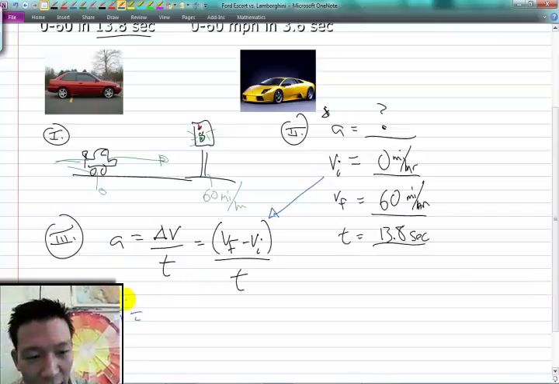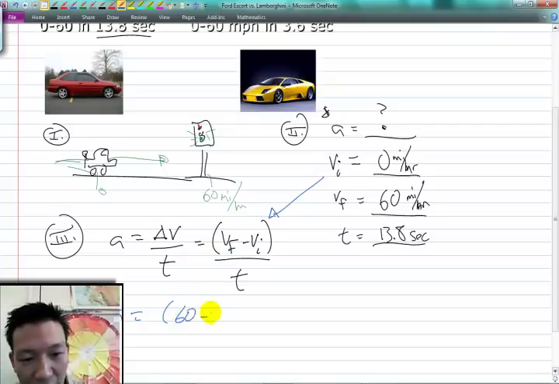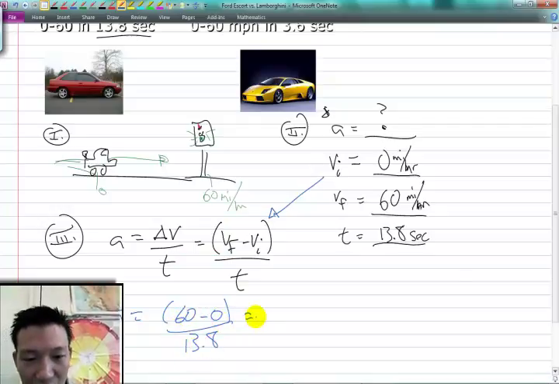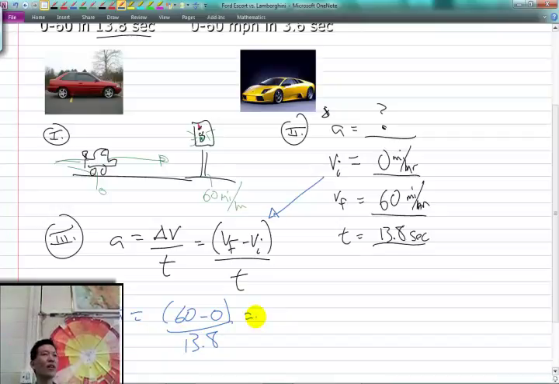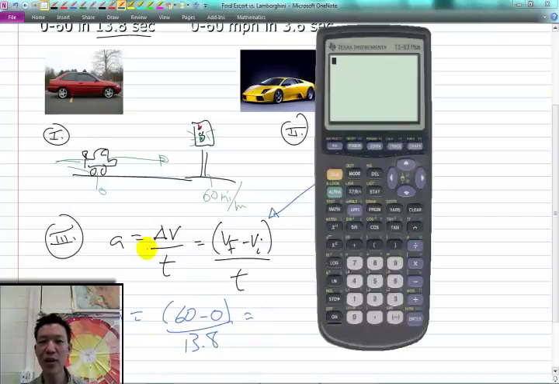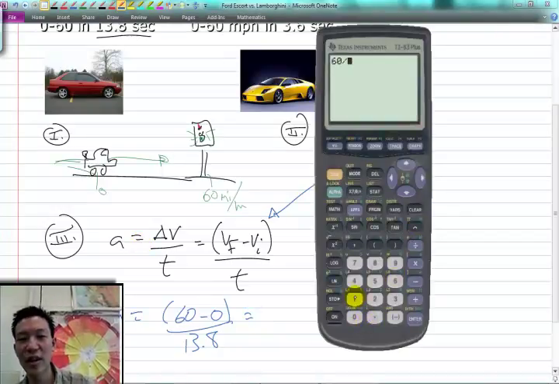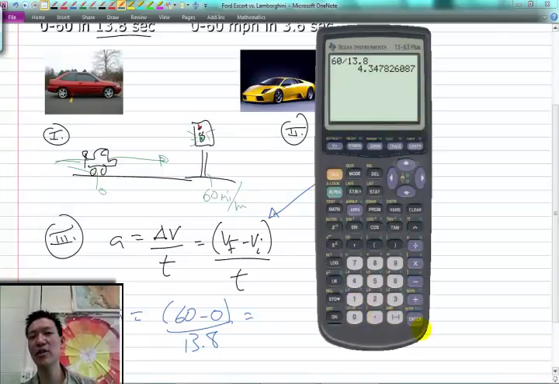So now let's plug and chug. What do we put in for A? That's A. That's what we're solving for, right? What's VF over here? 60. What's VI? 0. And the time is 13.8. We'll just put on the units at the very end, okay? Make it a little bit easier here. So now let's get out our calculators and punch it in. I'm going to take 60 minus 0, which is just 60, right? Divided by 13.8. And I get 4.347.